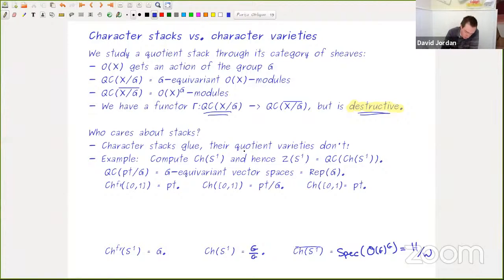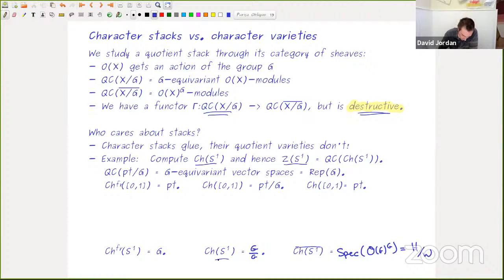So for this example, we're going to consider the character stack of the circle, S1. And hence we're going to study the category, which I'm going to start calling Z of S1, which is quasi-coherent sheaves on the character stack. Okay, and so before we even start the example, I've written the answer down here. So the framed character variety of S1 is just G. That's because, well, pi1 of S1 is just the integer Z, and so we just have to say where we send a generator.